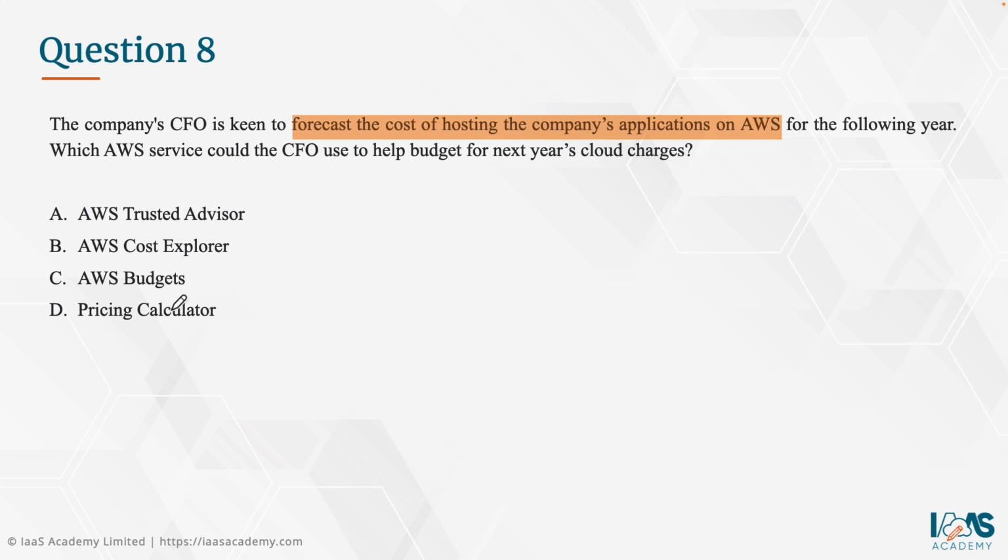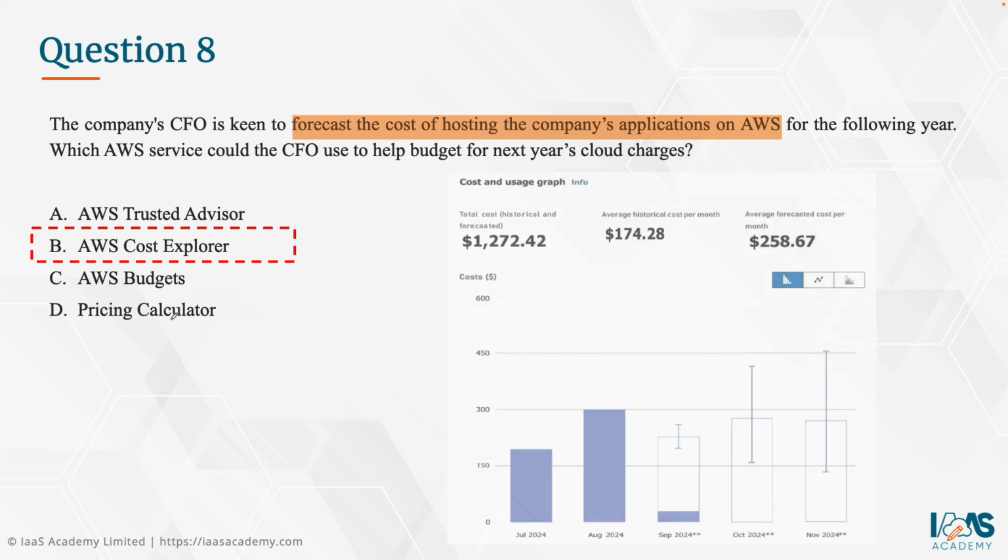And the Pricing Calculator is a service that allows you to just create estimates of your cost for potential resources you're going to provision in the AWS cloud. It's particularly useful when you're creating proposals for your clients to estimate their monthly bill. None of these give you forecast information about how much it's going to cost in the upcoming year, except AWS Cost Explorer. And it looks a bit like this.